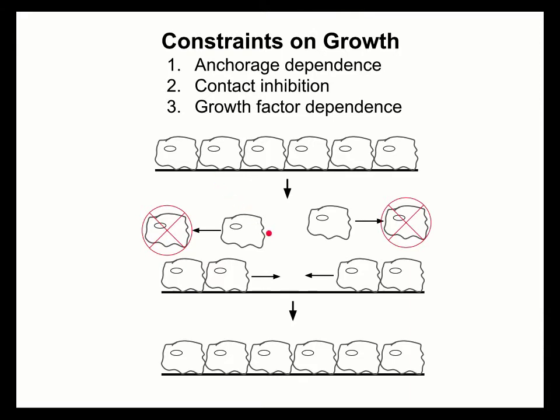Now let's take a look at what happens when this layer of cells gets damaged. For example, if you cut yourself. Injury leads to a loss of cells and an opening in the skin. Those cells that are displaced die off because, once again, they are anchorage dependent. If they're not in contact with the appropriate surface, they die off.